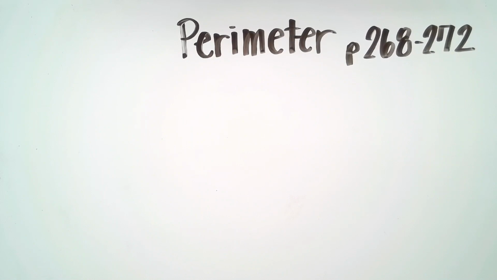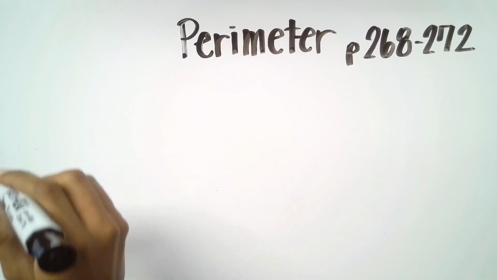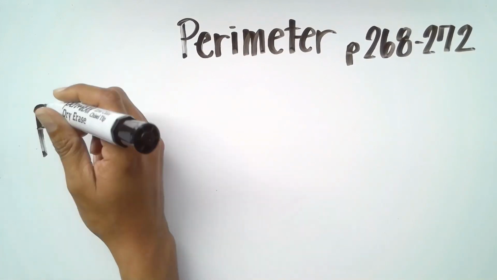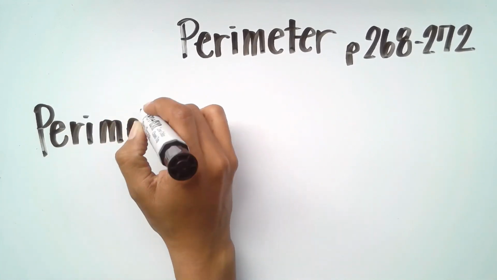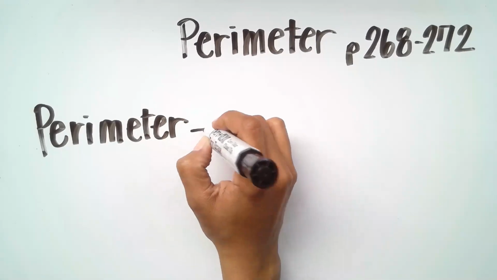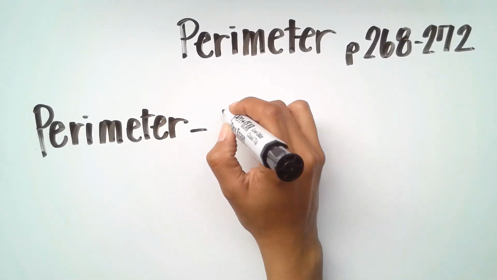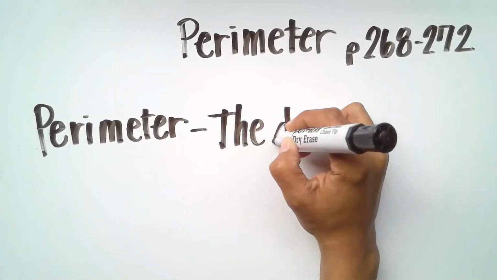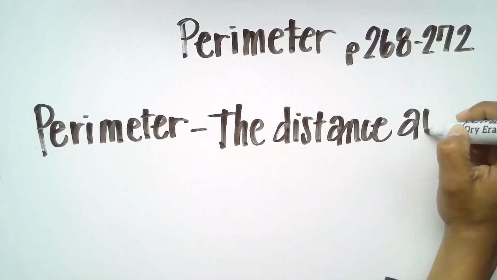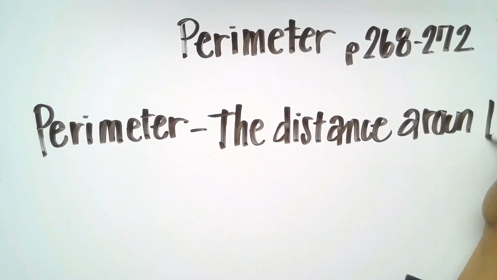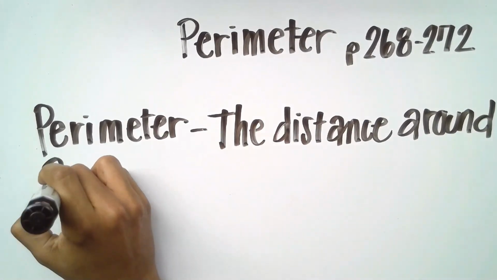So the first thing that we want to talk about when it comes to perimeter is we want to know what the definition of perimeter is. So on my paper, I'm going to write the definition down. And the definition of perimeter is the distance around a polygon.